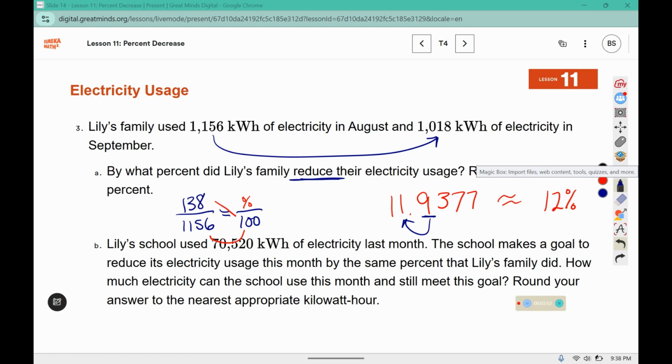Lily's school used 70,520 kilowatt hours of electricity last month. The school makes a goal to reduce its electricity usage this month by the same percent Lily's family did. How much electricity can the school use this month and still meet this goal? Round your answer to the nearest appropriate kilowatt hour. So we want to reduce that amount by 12%.